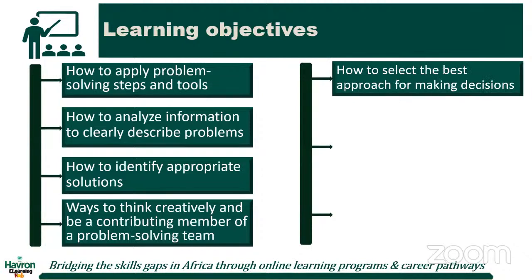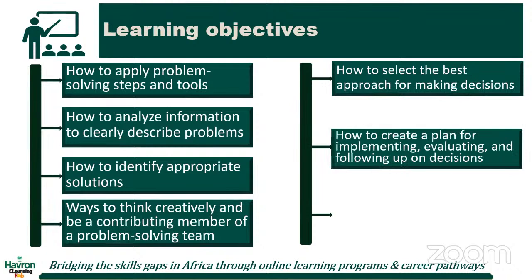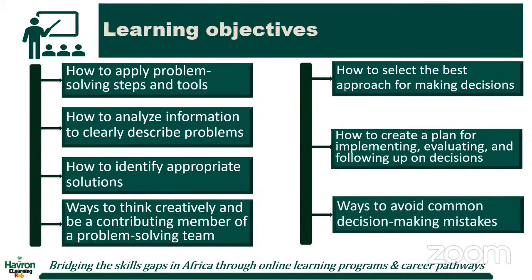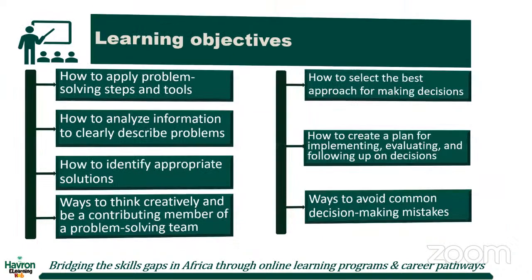We will also learn how to select the best approach for making decisions. There are times decisions are not easily made, but by creating a process, we'll be able to identify the best approach to making decisions. And we're also going to learn how to create a plan for implementing, evaluating, and following up on decisions that we have made. There are some common decision-making mistakes. So this workshop is also going to show us the ways to avoid these common mistakes.